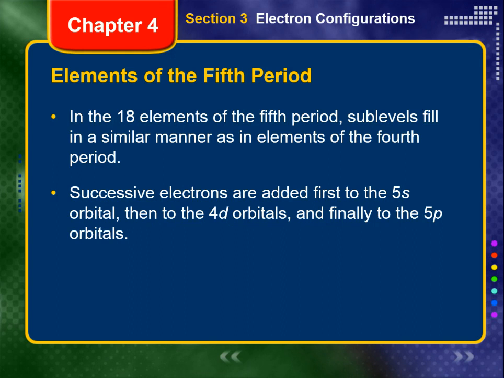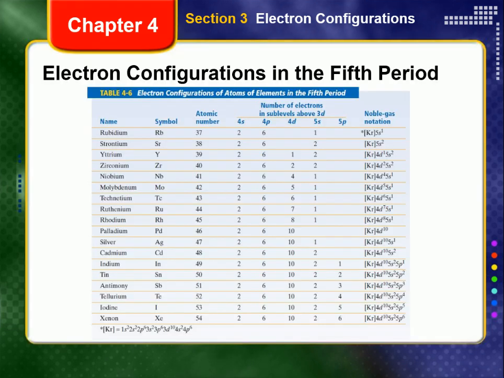Elements of the 5th period. In the 18 elements of the 5th period, sublevels fill in a similar manner as in elements of the 4th period. However, they start at the 5s orbital instead of the 4s. Successive electrons are added first to the 5s orbital, then to the 4d orbitals, and finally to the 5p orbitals. This can be seen in table 4-6 on page 114. There are occasional deviations in the predicted configurations here also. The deviations differ from those of the 4th period elements, but in each case, the preferred configuration has the lowest possible energy.